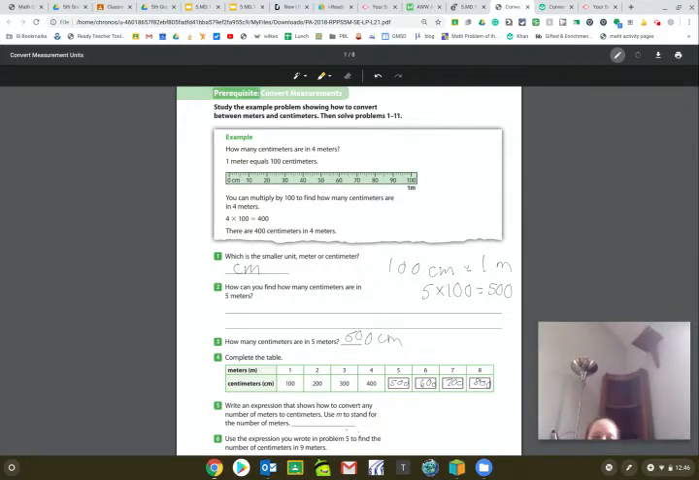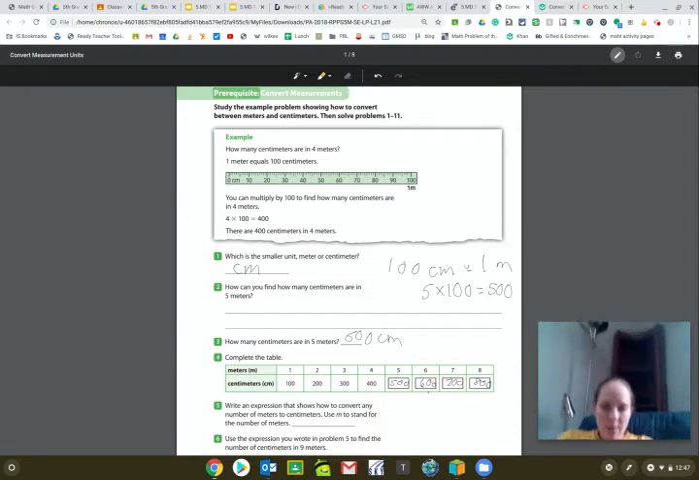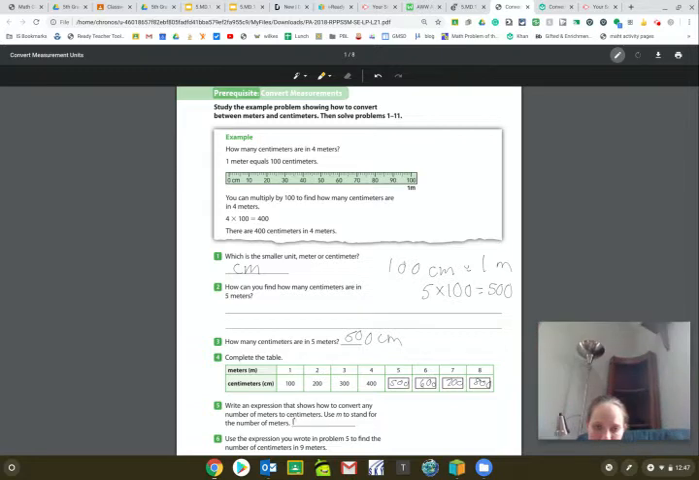If we wanted to write an expression that shows how to convert any number of meters to centimeters, it says use M to stand for the number of meters. Well, this is just like writing the rules that we did for the input-output tables the other day. So we're starting with 1 and going to 100, to 200. So each time it's multiplying by 100. So whatever the number of meters is, which is M, if you multiply that by 100, that's going to tell you how many centimeters it was.